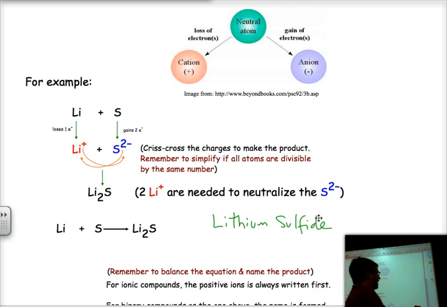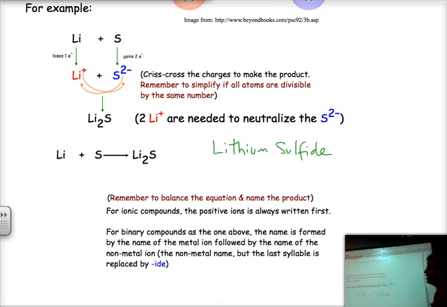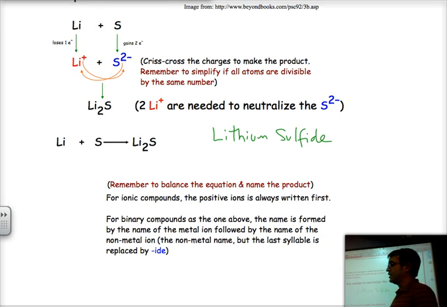Now, how do we come up with that name? I have a nice little reminder for you here. When we are naming binary ionic compounds, we have the name of the metal ion first, followed by the name of the non-metal anion. The non-metal anion is named just like the non-metal, but the last syllable is replaced by the ending "ide." So instead of oxygen, we have oxide. Instead of sulfur, we have sulfide. So we always change that last little bit. Carbon, carbide; phosphorus, phosphide; etc.